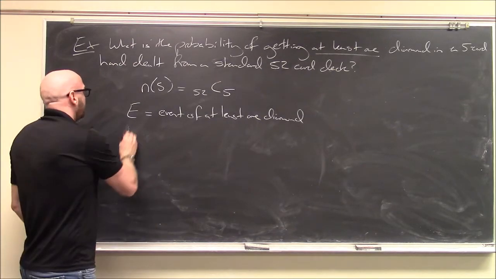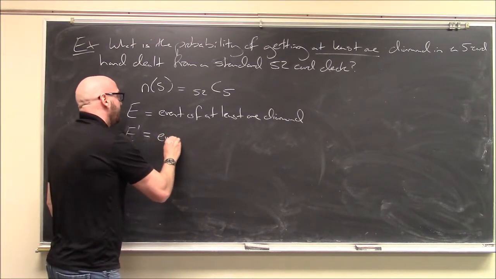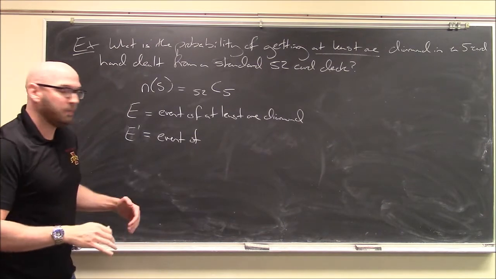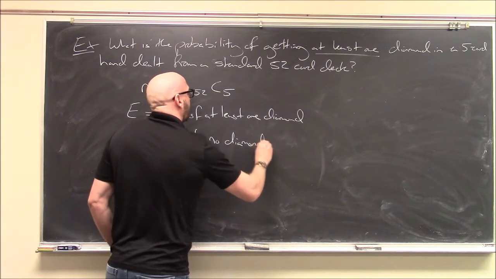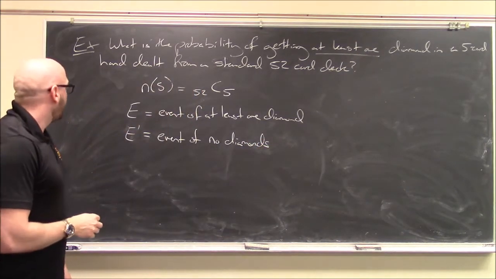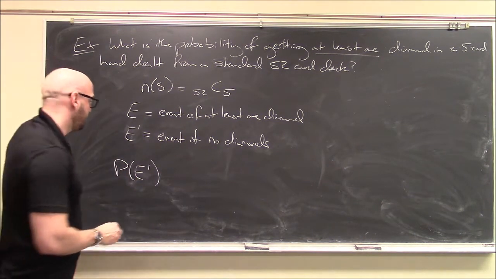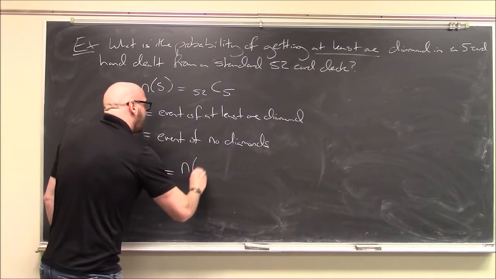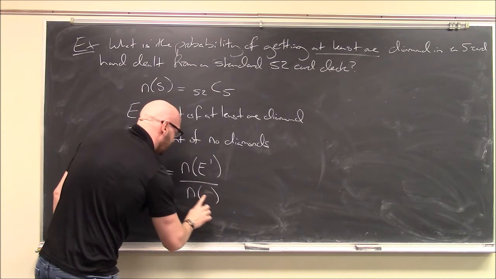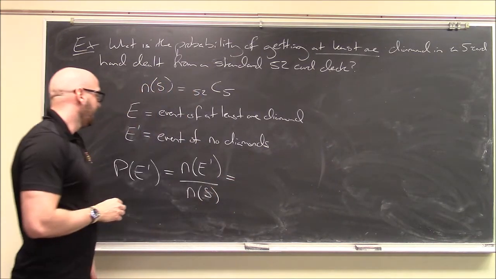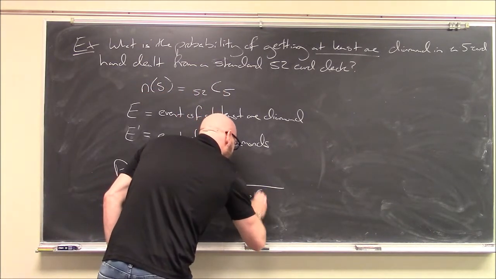But what's much easier is to think about the complement of this. So E complement, if E is the event of at least one diamond, E complement would be the event of no diamonds at all, right? Event of no diamonds. And what I'm going to do is compute the probability of E complement, because this is actually much easier. What's the probability of E complement? It would be the number of elements in E complement over the number of elements in S. And we already did the denominator. Number of elements in S is 52 choose 5.